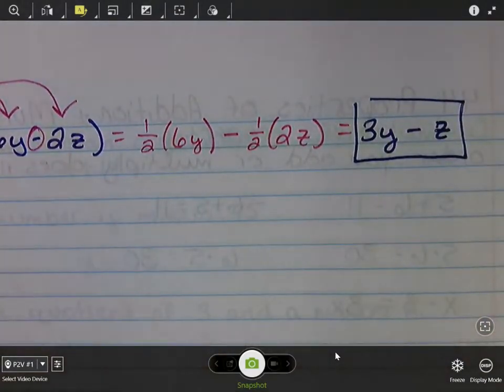Are we not allowed to put the one in front of it? No, do not put the 1 in front of it. We never put the 1 if the 1's a coefficient, and we never put the 1 if it's an exponent.